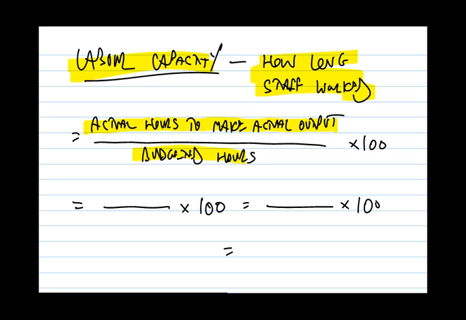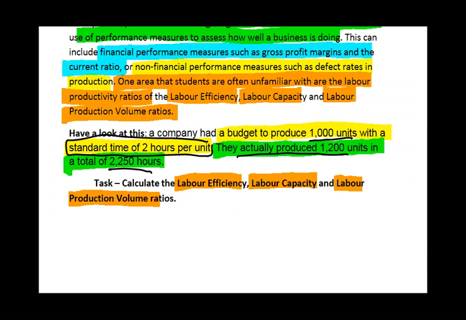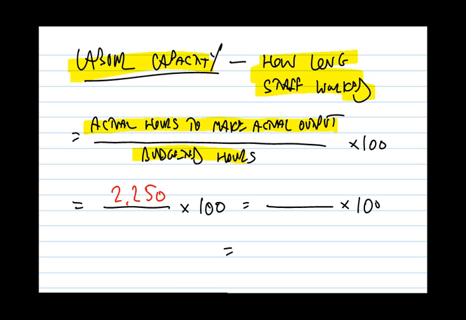Now, we've already seen that the actual hours worked was 2,250. The budgeted hours would be based on the budgeted units. They were budgeting 1,000 units, and remember they were expecting 2 hours each. So in terms of the budgeted hours, it would be 1,000 units times 2. So in fact, somewhere, there must be a budget for 2,000 hours. That's what they were anticipating their staff would need. They've actually worked 2,250 hours. You can see they've worked more hours than we would have budgeted.